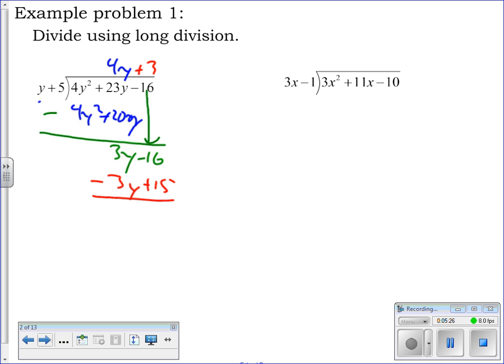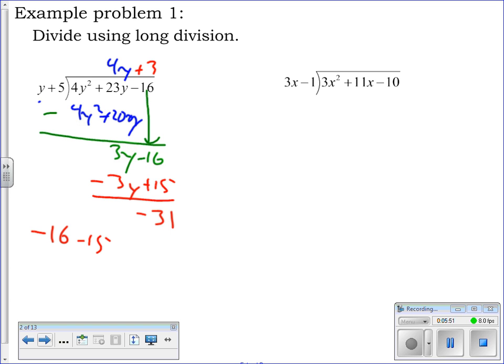So 3y minus 3y is gone. Negative 16 minus 15 is negative 31, right? Does y go into negative 31? No, there's no y's attached to it. Nothing times y is going to give me that.